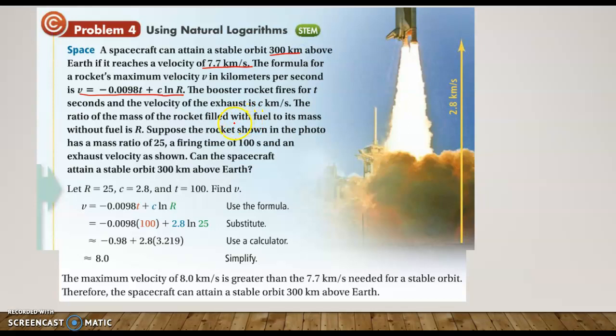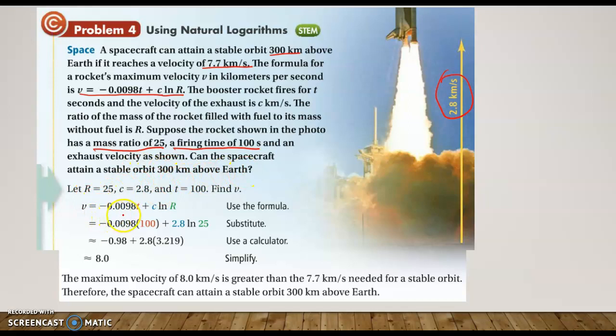The velocity of the exhaust is c kilometers per second. The ratio of the mass of the rocket filled with fuel to its mass without fuel is r. Suppose the rocket shown in the photo has a mass ratio of 25, a firing time of 100 seconds, and an exhaust velocity as shown. There's your exhaust velocity. Can the spacecraft attain a stable orbit 300 kilometers above Earth?